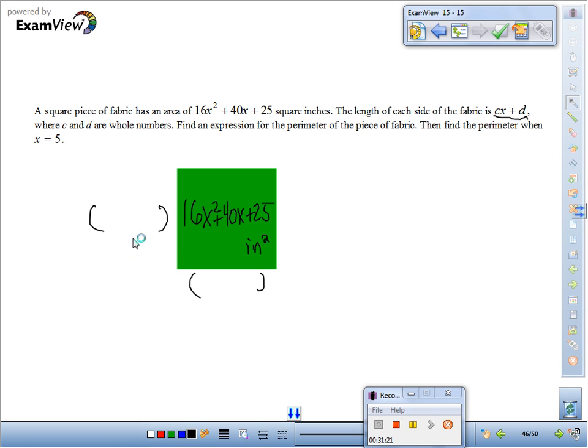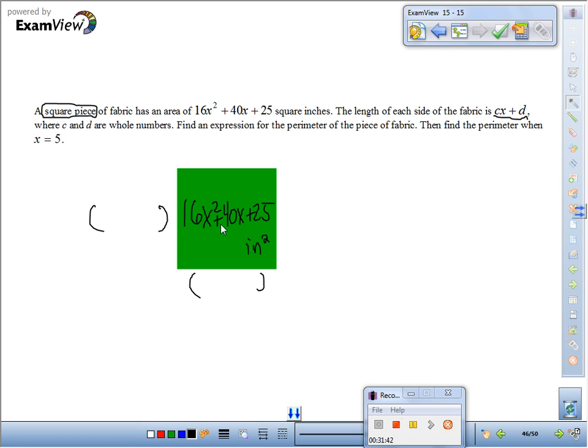So let's do that first part. In order to get these dimensions, that means I need to factor this area out. Is that correct? So what did they tell us? Everybody write this down. Write the words square piece. Right there, they're giving you a clue. What are they telling us? That this trinomial is a what? A square, a perfect square.